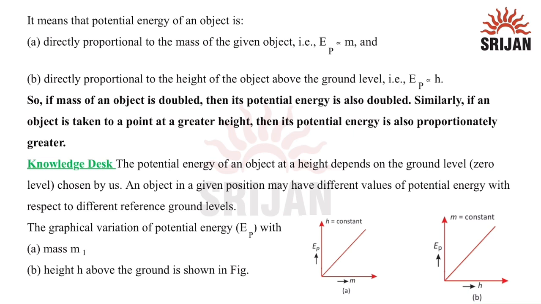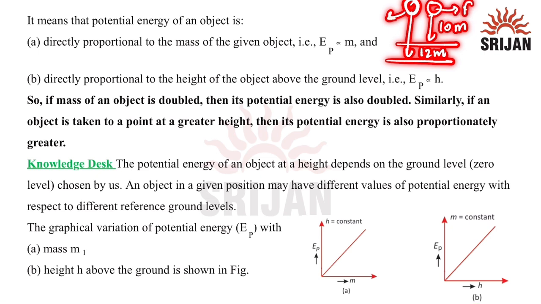Now the potential energy of an object at a height depends on the ground level or zero level, which is chosen by us. So an object at a given position may have different values of potential energy with respect to different reference ground levels. Now suppose you take this as a ground level from which my object is, let's say, 10 meters high. Now I take a ground level below what you have taken, let's say 12 meters high. So for the same position, we both will have different potential energy values.